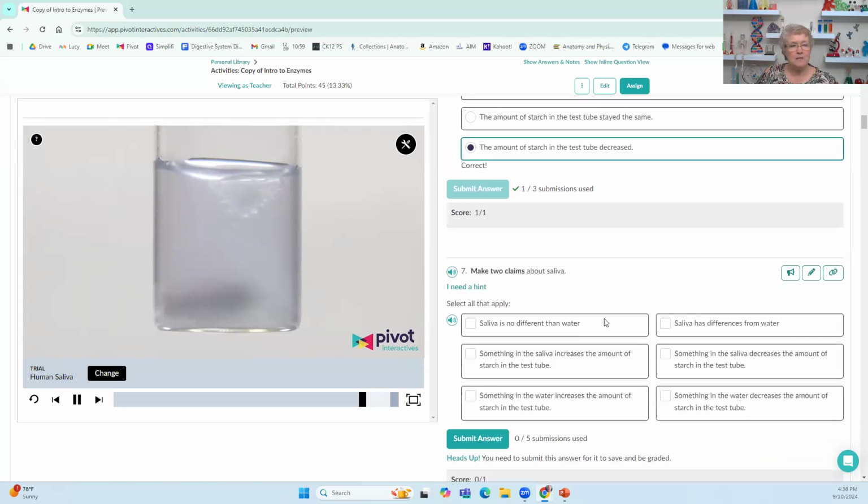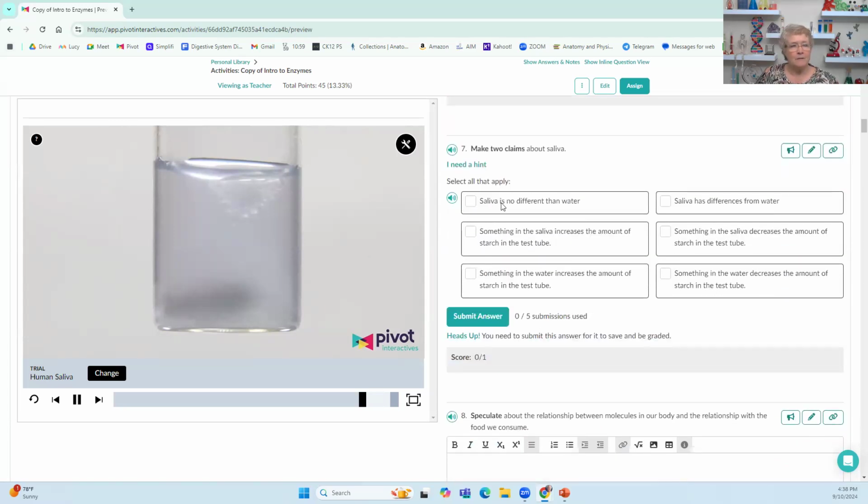Now what do we know about the saliva? Make 2 claims about the saliva. Saliva is no different than water. Saliva has differences from water. Well, when we put water in, nothing happened. When we put saliva in, it changed color. So we know that saliva is different from water.